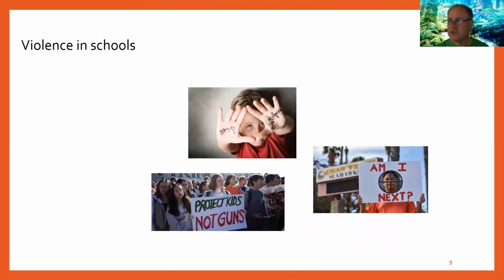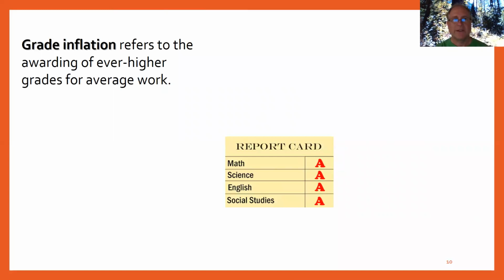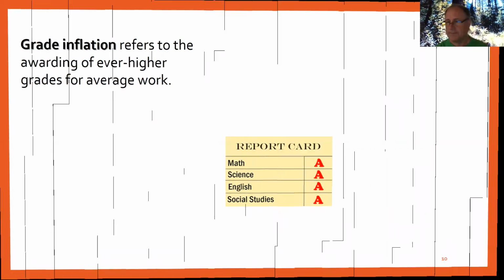Violence. Shootings have become a common occurrence in schools across America. Bullying has also been on the rise and is a major problem. Grade inflation refers to the awarding of ever higher grades for average work. Research shows that much higher grades are being assigned than ever before.